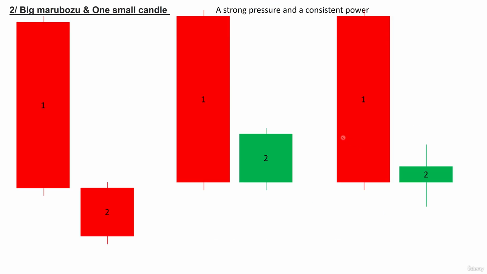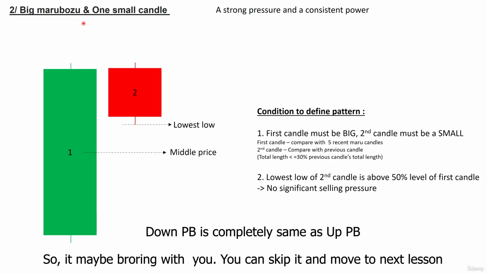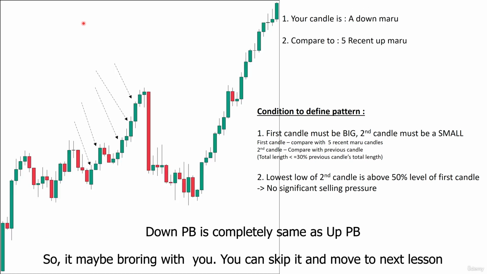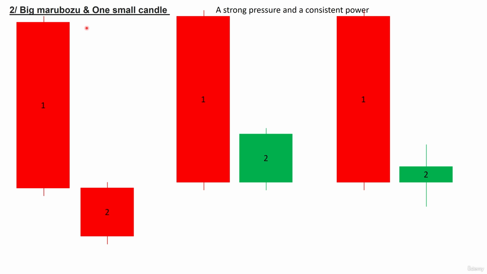So I would like to talk more about the reversal pullback right here. That is a down pullback, because in the last lecture we talked about the up pullback, but maybe it is difficult for the new trader, and therefore I will explain again about the down pullback a little to help you understand and remember it easier. For the down pullback, we will also have the same as the up pullback. We have 3 common cases, and the first case is the first candle is a big down Maru candle, and the second candle is a small down candle, right?